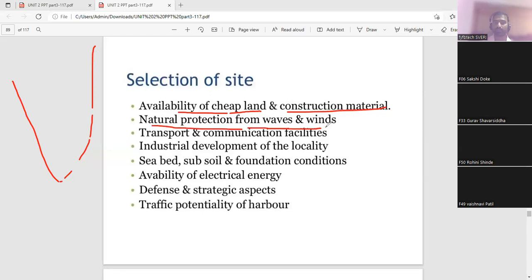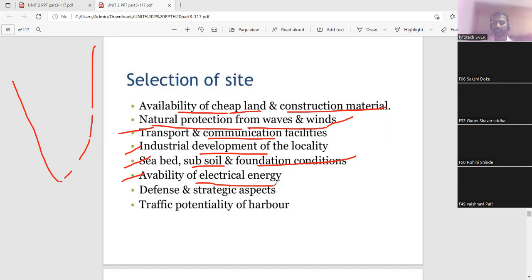Natural protection from waves and winds. Whatever waves and winds are coming at the sea, the site should be protected naturally. Such a type of site is selected. Transport and communication facility. Whatever material is transported should be easily transportable, and communication should be easy. Industrial development of locality. Nearby the harbor, industry should grow. Seabed, subsoil, foundation conditions. All the seabed is checked. Foundation soil, which type of soil is there, that is checked.